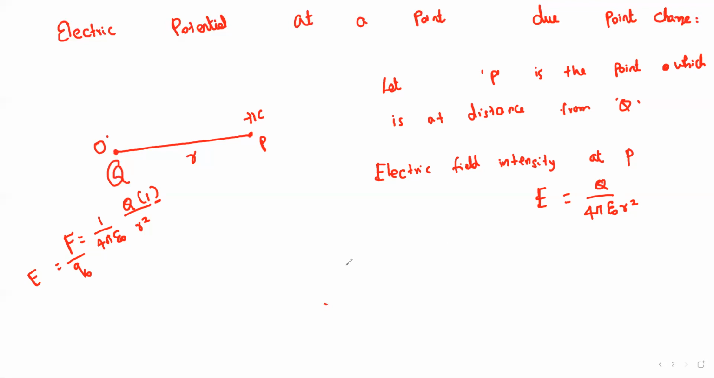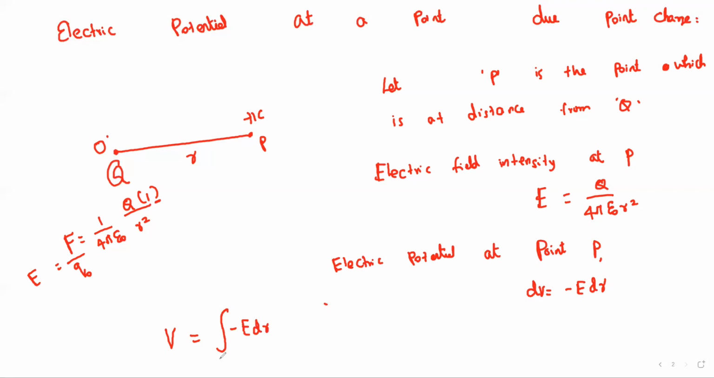Now what we have to find? We have to find the electric potential at point P. For that, the basic formula is dV equal to minus E dR. From that, if you want to find V at point P, you have to integrate minus E dR from where to where? From infinity to R. The lower limit should be infinity and the upper limit is R, because you have to bring 1 Coulomb from infinity to this point R.